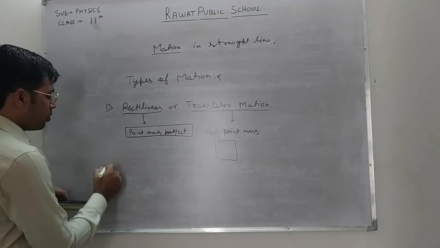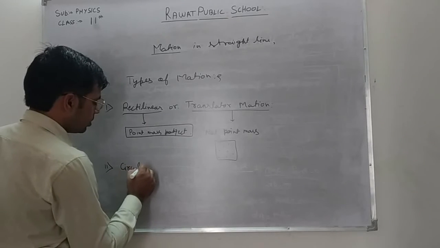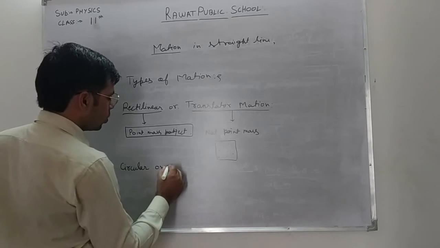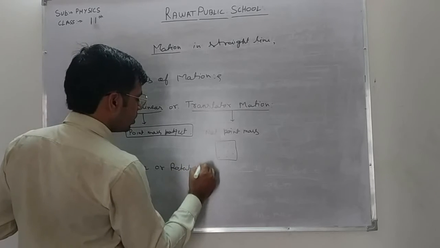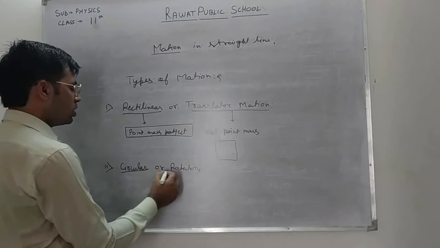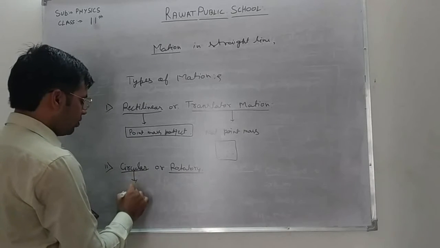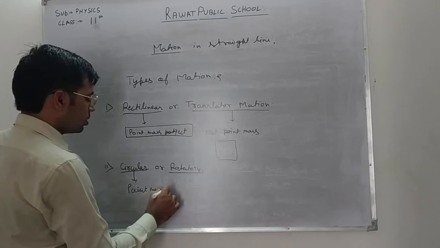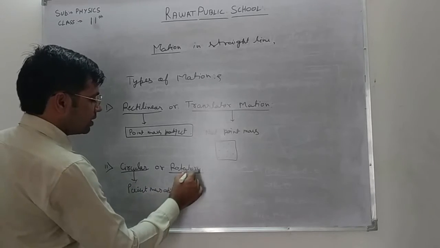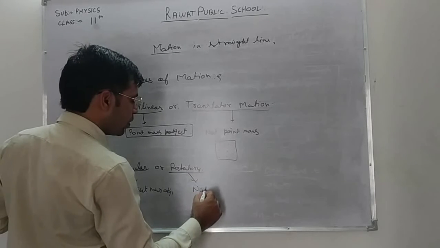Now the second type of motion is circular or rotatory. Now circular motion and rotatory motion, again the same thing. Circular motion can be defined if the object is a point mass object, and rotatory motion can be defined when the object is not a point mass.